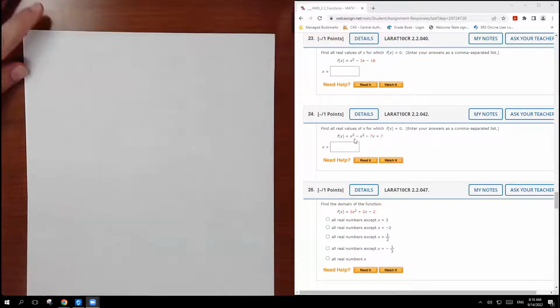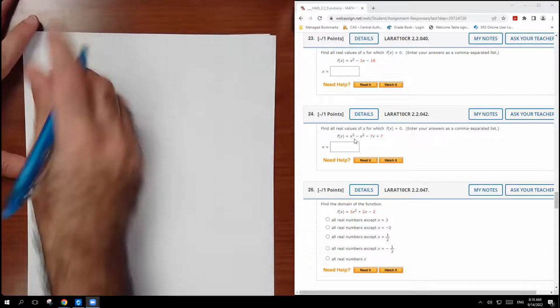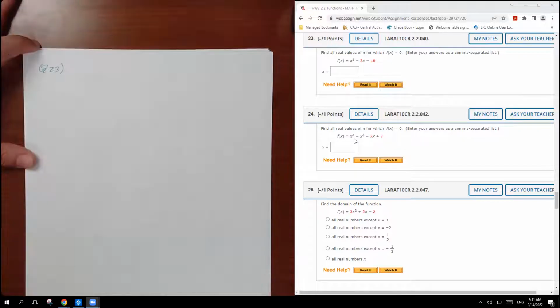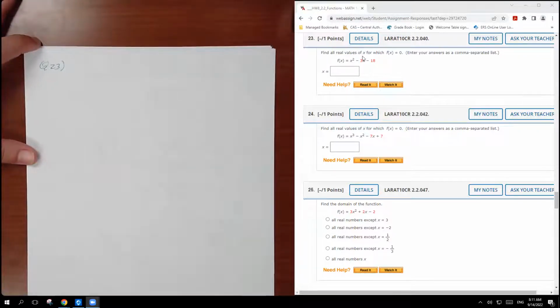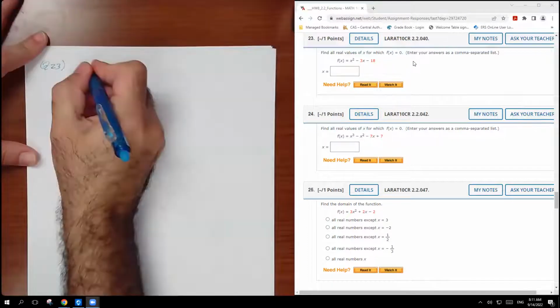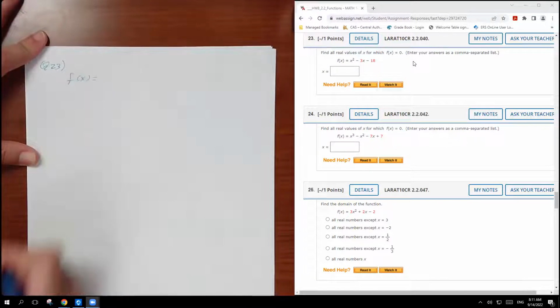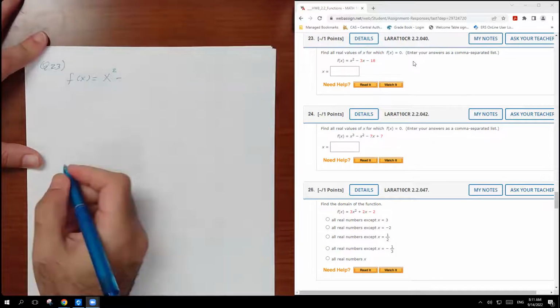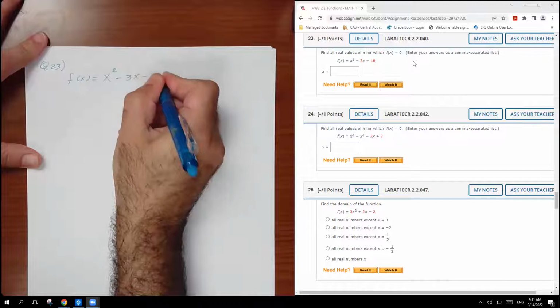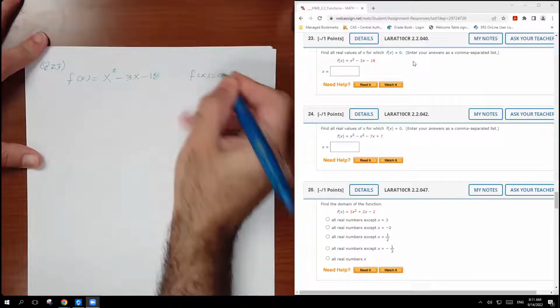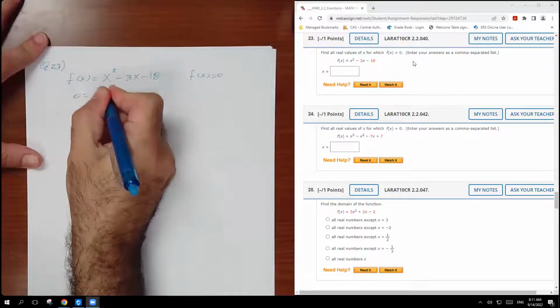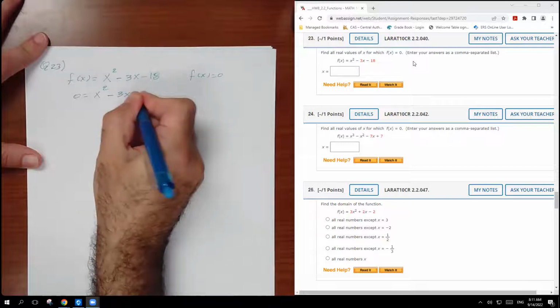So here is a question 23. Question 23. They ask you, find the real value of x which f of x equals 0. So it's exactly the same thing. But now we have f of x equal quadratic, x squared minus 3x minus 18. And they're telling you f of x equals 0. So I'm going to plug in 0 on this side. That means 0 equal x squared minus 3x minus 18.